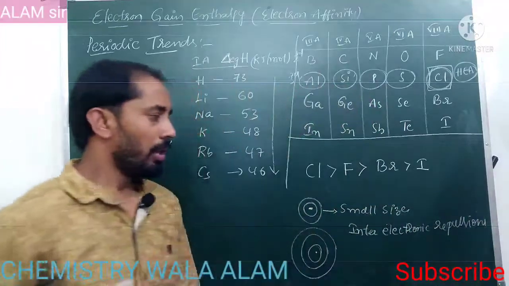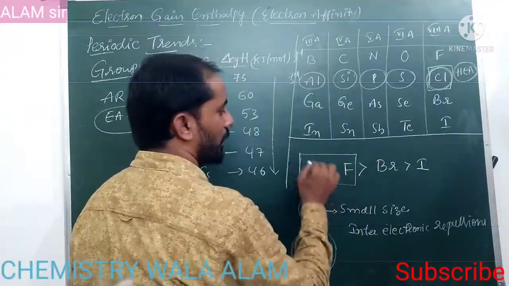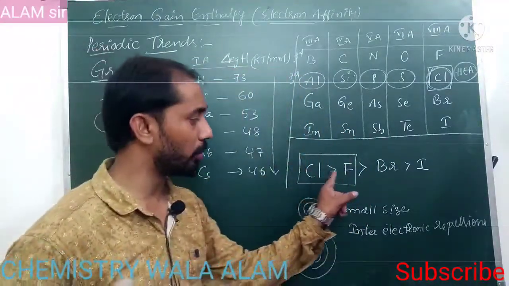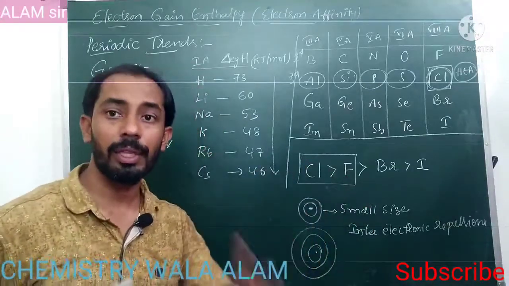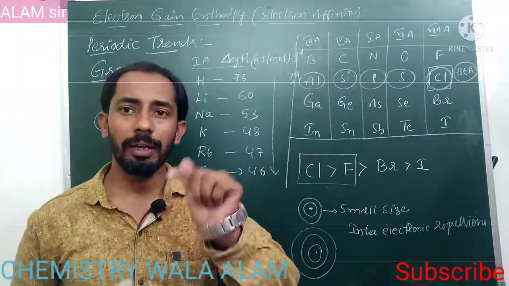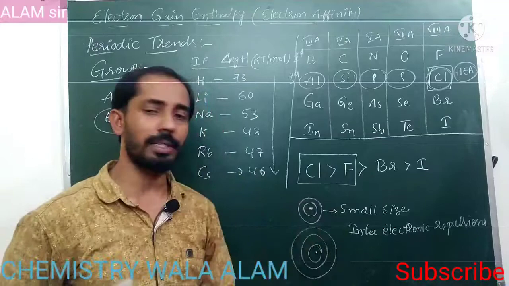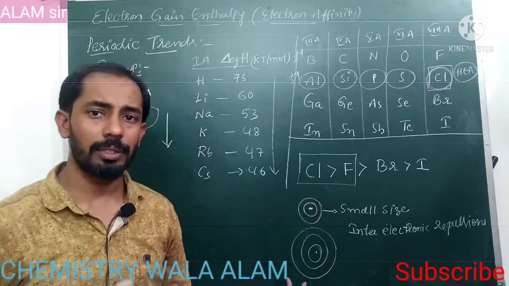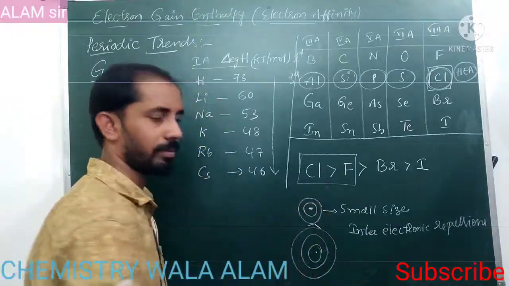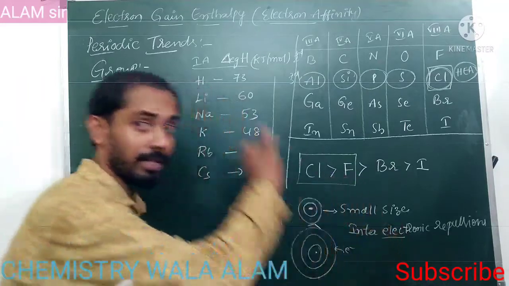They can ask this one bit: why is chlorine more electron affinity than fluorine? The reason is fluorine is small in size, and when an electron is added, there are electronic repulsions due to the small size. Chlorine has 3 shells, third period. 3 shells means somewhat more size, and even when an electron is added, the electronic repulsions are less.